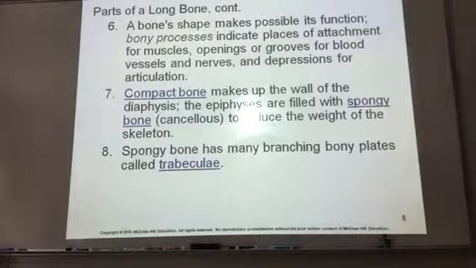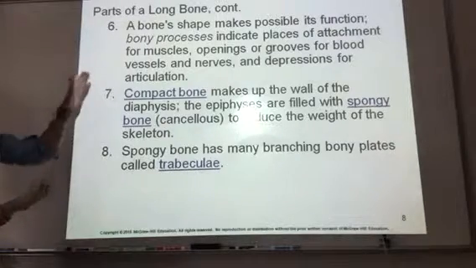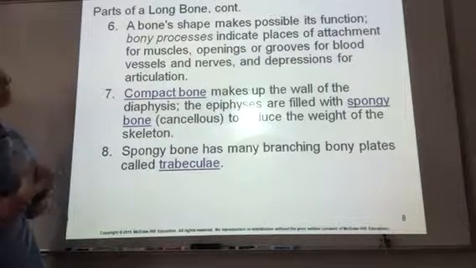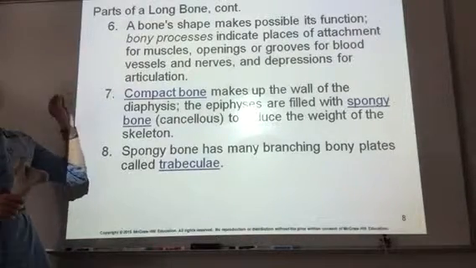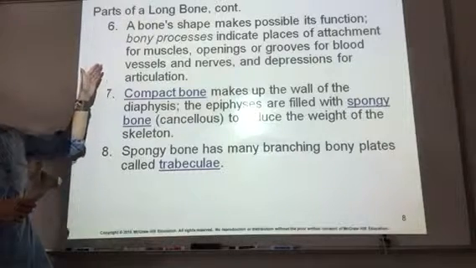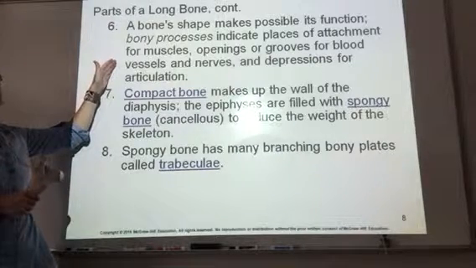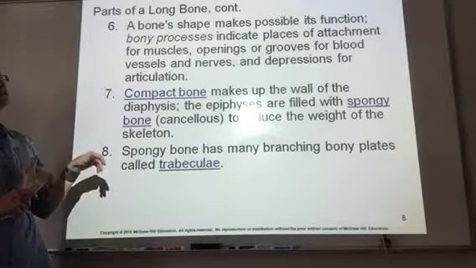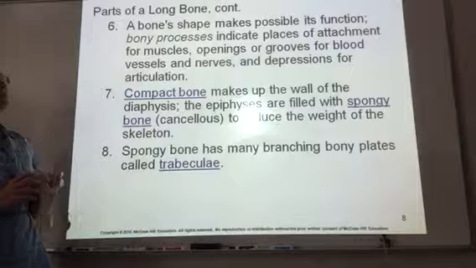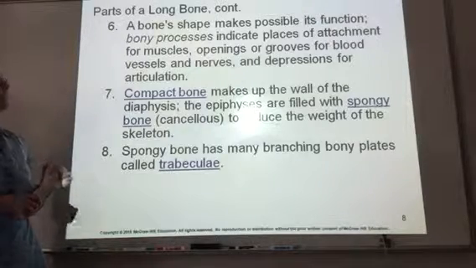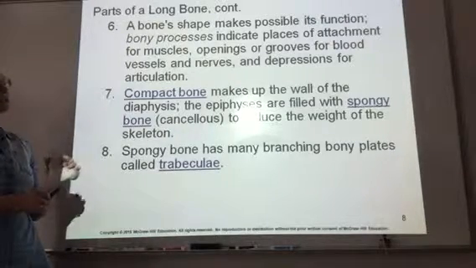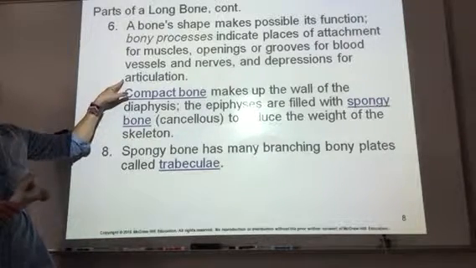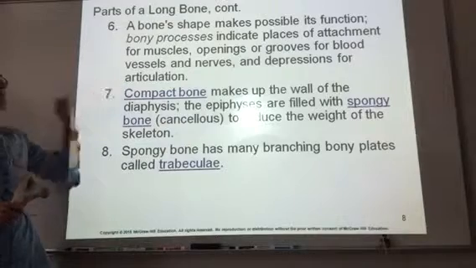Bone shape is very, very important. Bony processes are going to indicate where there's an attachment. A process is something that sticks out, and anything that sticks out is typically going to indicate points of attachment for muscles. Openings or grooves are going to be places for blood vessels or nerves. And a depression is going to be a place where articulation, or joining of bones, happens.